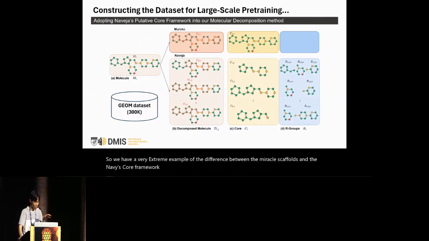So let's say this molecule looks like this, and if we apply the Bemis-Murcko scaffold, the Murcko scaffold is the molecule itself. But when we apply the Navea's core framework, we get to have different forms of putative cores and also different decomposition results, which we're going to explain later. This is one of the strong advantages of us utilizing the Navea's putative core framework.